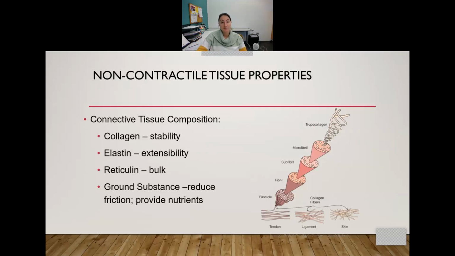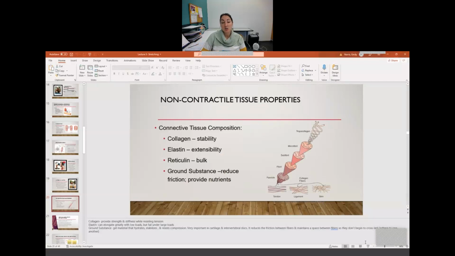All right, some of the non-contractile tissue properties. Connective tissue is made of collagen, which increases your stability, elastin, which increases your extensibility, reticulin, which helps with muscle bulk, and then ground substance, which reduces friction and provides nutrients, so the fibers can slide on one another and not get adhered to themselves.